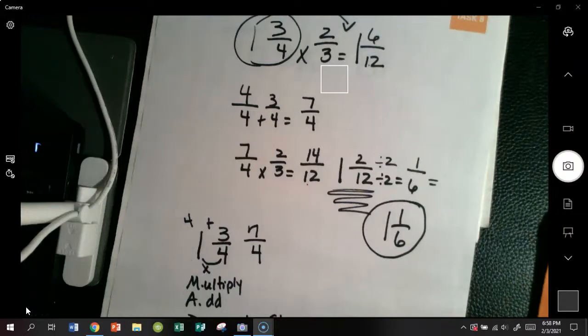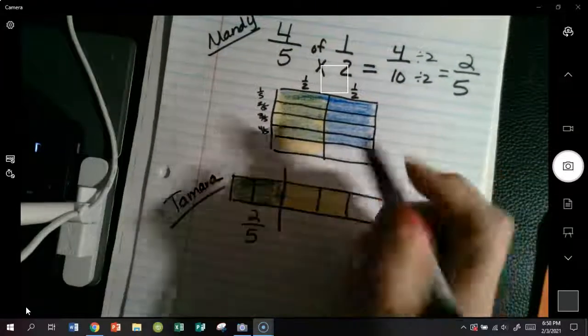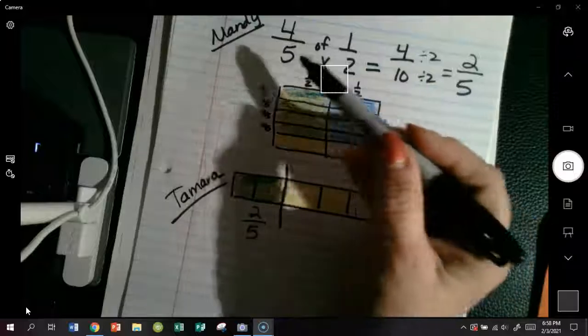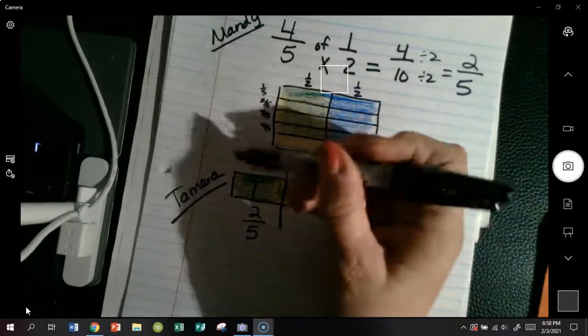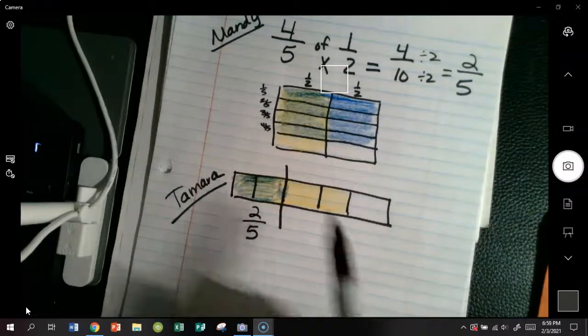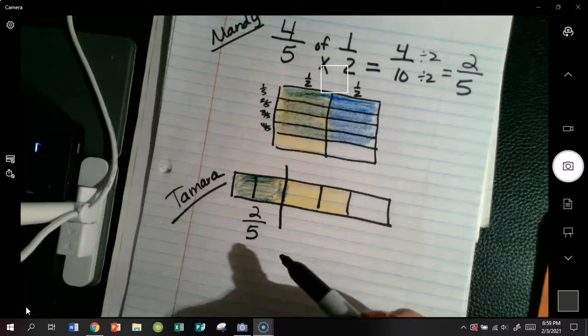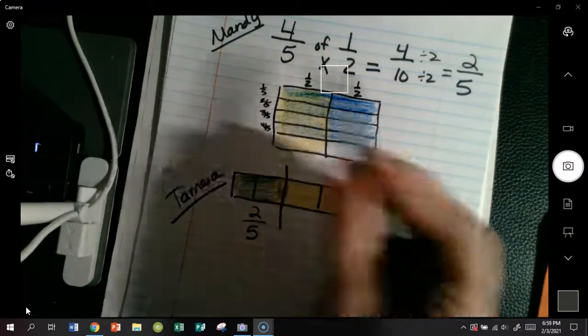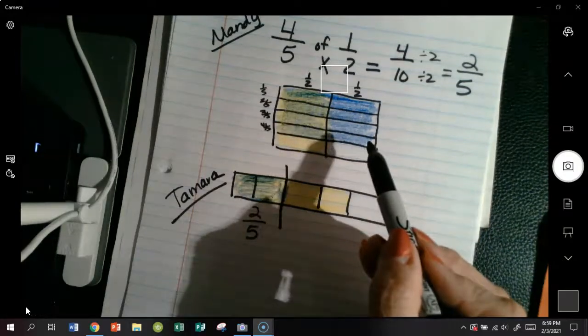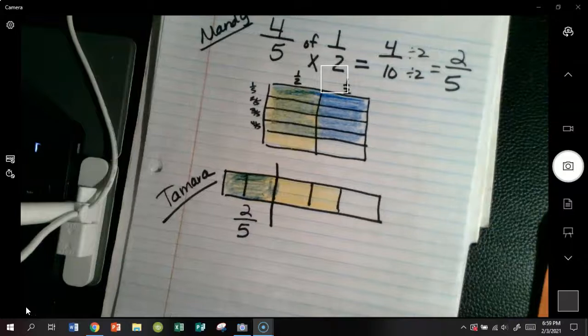So hopefully this task got your brain to thinking a little bit. It got you to thinking about different models that you could make to prove the answer, and you discovered that both Mandy and Tamara were correct, although their models were different. Their thinking both led them to a solution path to find the correct answer. So thank you so much for working so hard on task number 8.